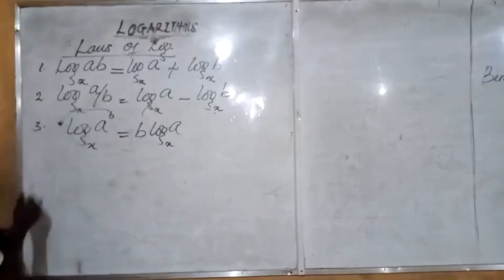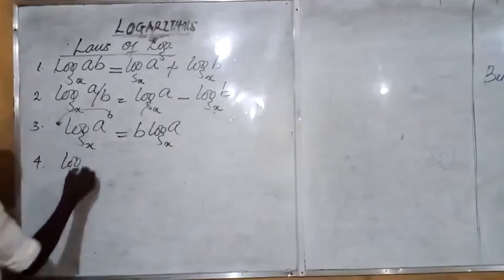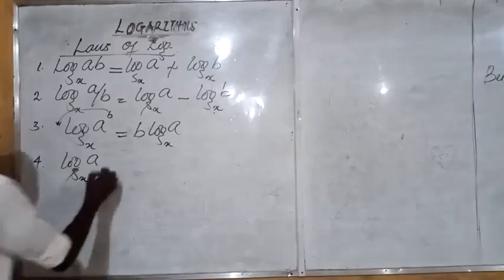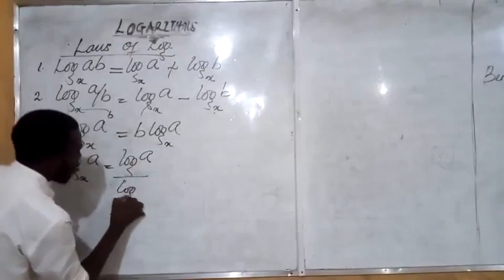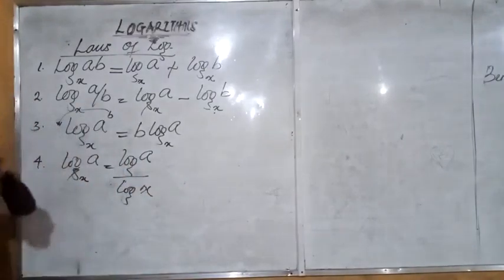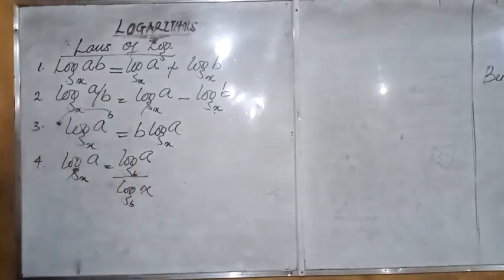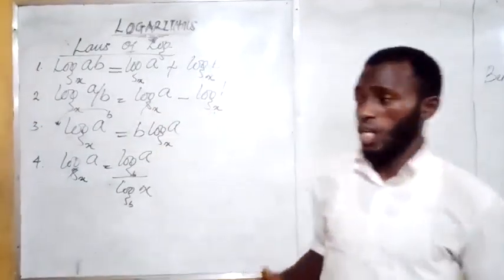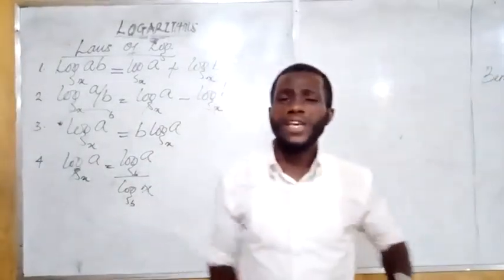Now, there is a law that says that the log of a base x is equal to the log of a over log of x to a convenient base. For example, I change the bases to be in base B. So you see, that is the law of change of base in logarithm. I change the base to a convenient base. You can use any base that you want.